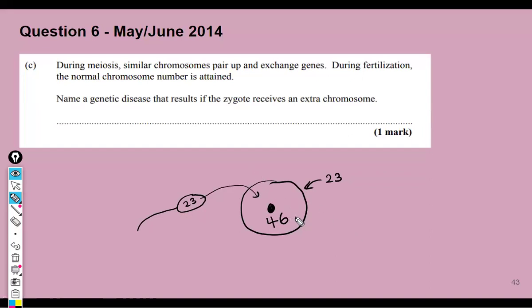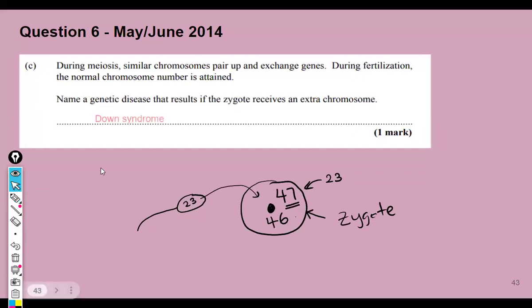However, sometimes, remember that when fertilization occurs, this is called the zygote. The zygote doesn't end up with 46 chromosomes. It will end up with 47. You all heard me talk about this condition over and over. What's the name of that condition when you have one extra chromosome? Down syndrome. So I hope you guys got that one correct.